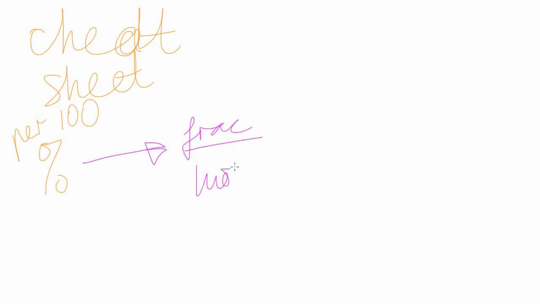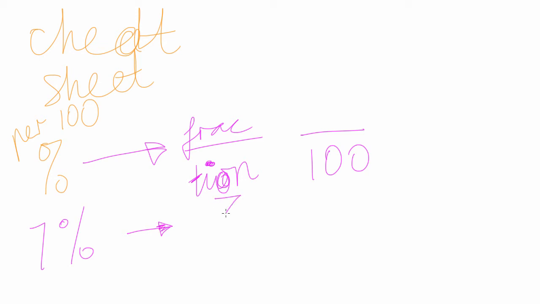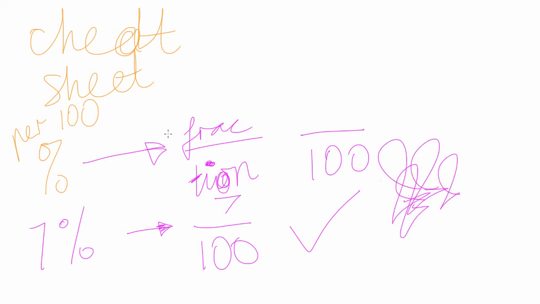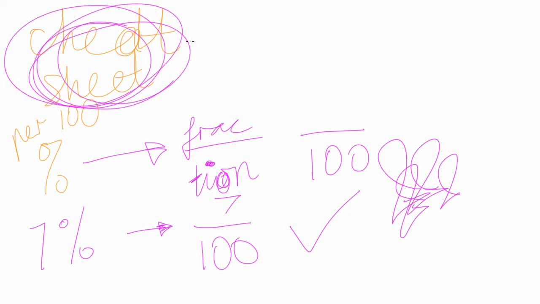Here is the first thing. Let's start with percent. Remember that percent equals per 100. So that when we change that into a fraction, all you do is put it over 100. So if we start with 7%, we know that percent means per 100, so it's 7 over 100. Tick! Hooray! Write that on your cheat sheet now.